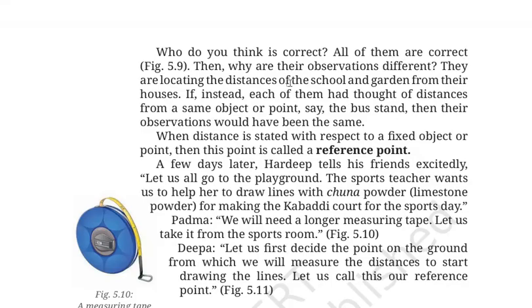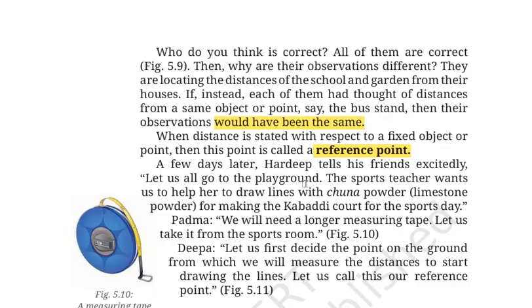All of them are correct. Yes, we just discussed. Why are their observations different? Because they are located at different distances from the school and the garden. If each of them had thought of the distance from the same object or point, say the bus stand, then their observations would have been the same. So they have to take a fixed point that is called the reference point. When distance is stated with respect to a fixed point or an object, then this point is called a reference point. Very, very important.